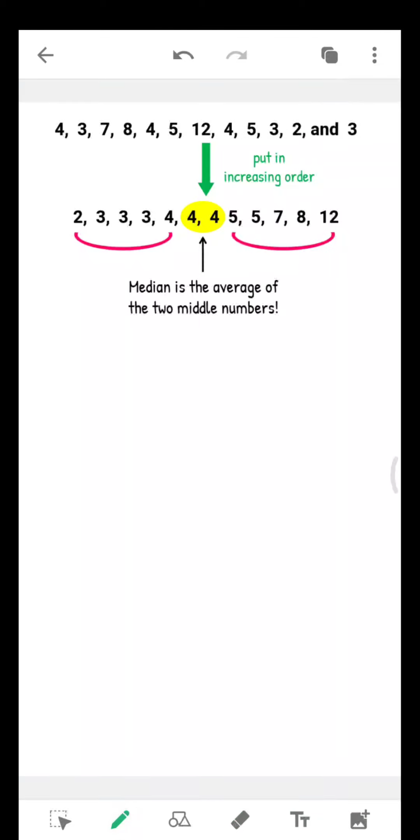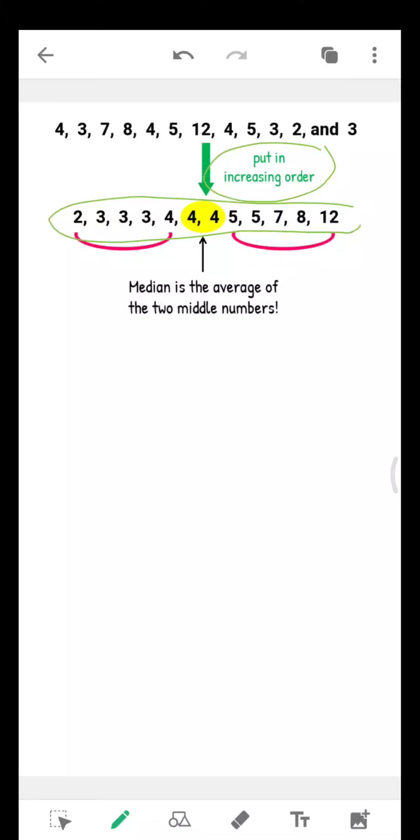So here some values are given to you. We have to find the median of this data. Median is also one type of average. For finding the median of this data, first we should put these observations in ascending order. That is the most important part of median. So we have written all the numbers in ascending order. Here you can see starting from 2 till 12.